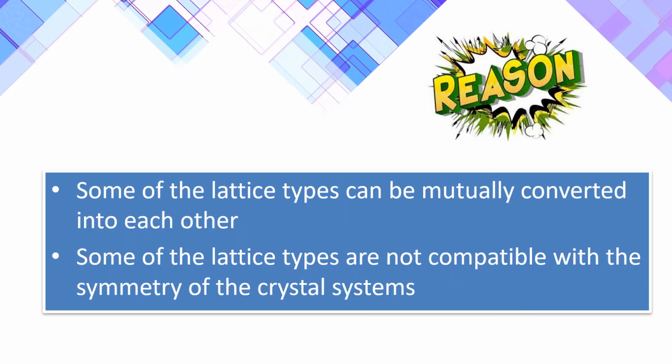This can be explained by considering the symmetry of these lattices. Symmetry considerations show that some of the lattice types can be mutually converted into each other, and therefore they do not have a unique existence. Also, some of the lattice types are not compatible with the symmetry of the crystal systems.